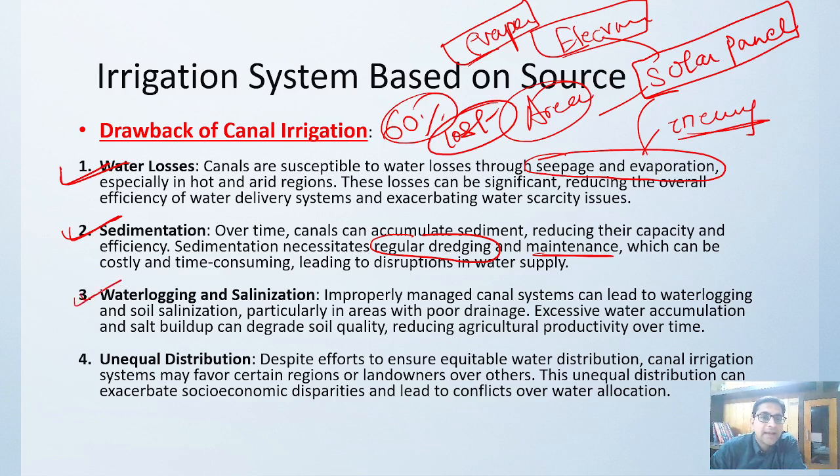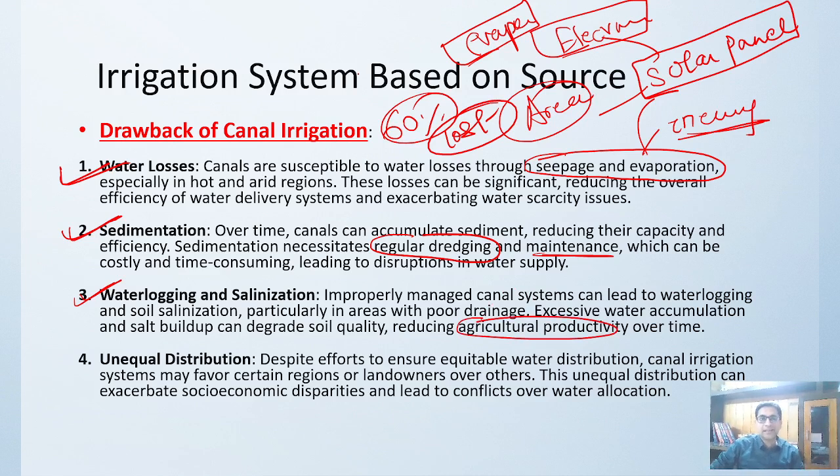Then waterlogging and salinization. Sometimes if the canal system is not managed properly, it leads to waterlogging, and automatically it leads to soil salinization. Because you don't have a proper drainage facility, and automatically the water will become too excessive. Because of that, waterlogging happens, and it will flood the fields, and it will destroy the fields also, and it will decrease the soil quality. And if too much waterlogging and salinization happens, it also reduces the agriculture productivity.